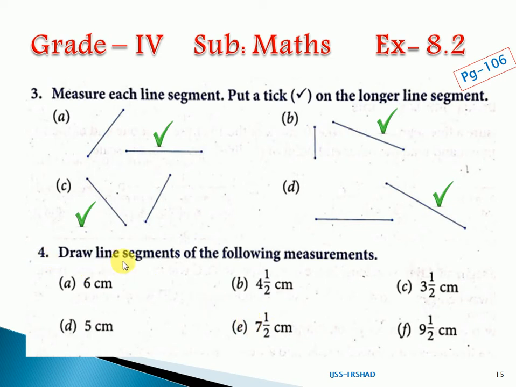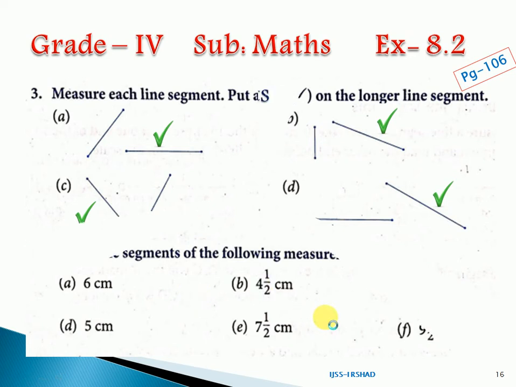Now question number 4, draw line segments of the following measurements. So here the line segments they have given are 6 centimeter, 4.5 centimeter, 3.5, 5, 7.5 and 9.5 centimeter. You have to draw a line segment. I have taught you already how to measure and draw a line segment. In the same way you will draw also. I will show you 2 sums at least, I will show you how to draw. So let's move to a fresh slide.